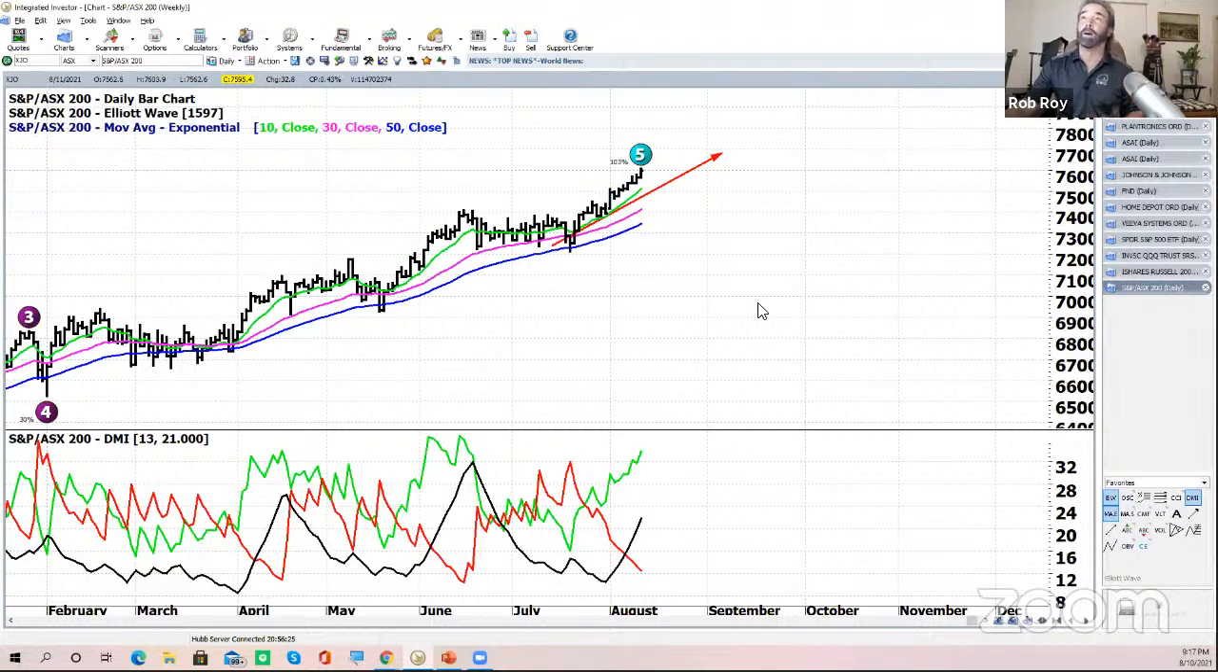The DMI is supportive of the fact that we do break that 100% extension and head to 161.8. Now, remember, there's other fib levels in the way. 138.2 could act as a bit of resistance there. But, man, the Aussie market looks really strong.